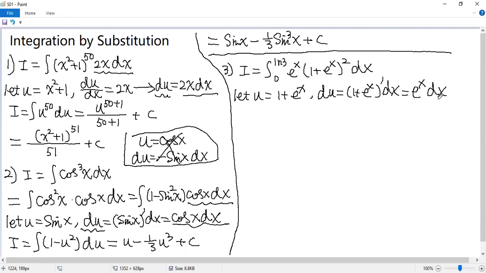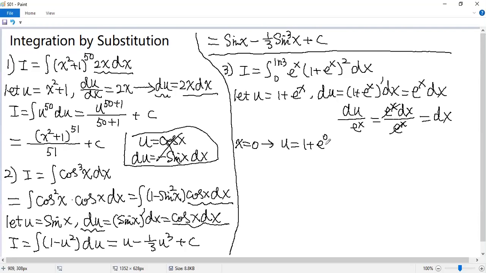From there, we can solve for dx by dividing both sides by e to the x. So du over e to the x equals e to the x dx over e to the x. So cancel that, we get dx. And we also need to change the limits. So when x equals 0, we know u equals 1 plus e to the x, so e to the 0. We know e to the 0 equals 1. 1 plus 1 equals 2.